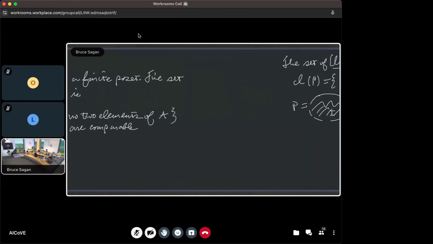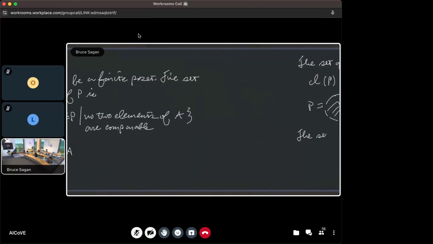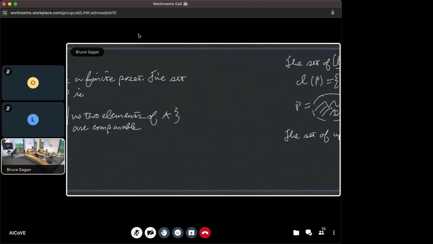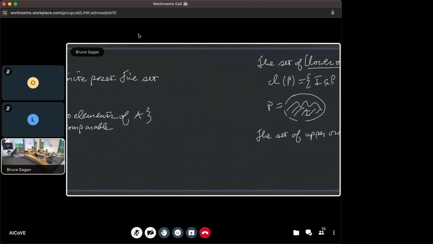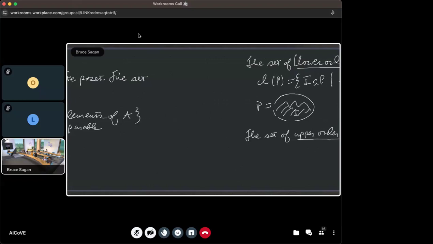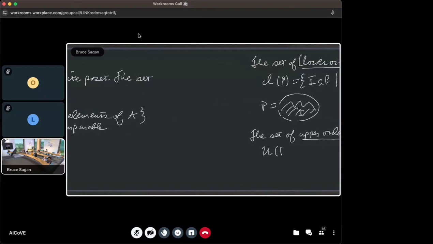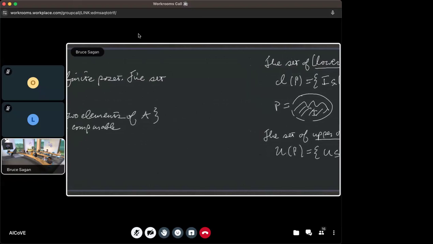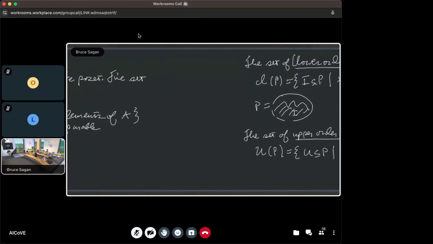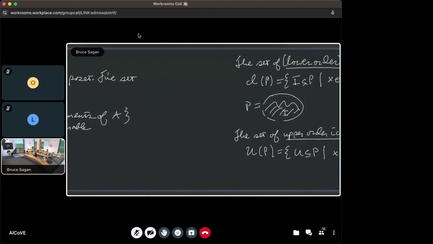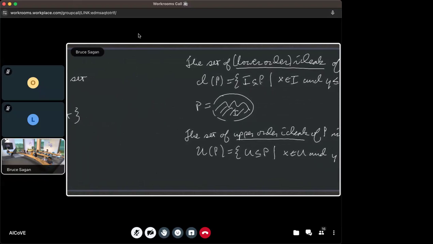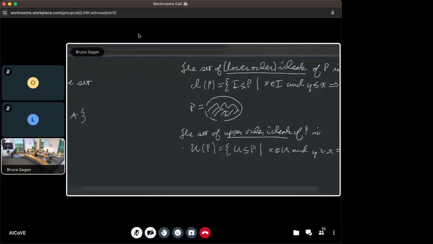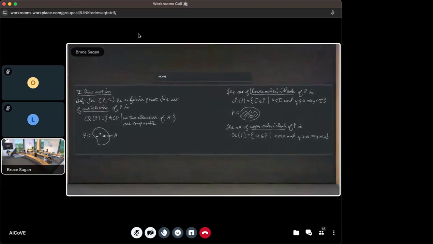Similarly, we have the upper order ideals of P. I use U for that, U for upper. And you just reverse the inequalities that we had before. If x is in my upper ideal and y is bigger than x, then y is in my upper ideal. And again, you get everything above a certain point. Okay, so everybody happy with these three sets? Anti-chains, lower order ideals, upper ideals. Any questions? Great. Thanks for the thumbs up, Nicholas.